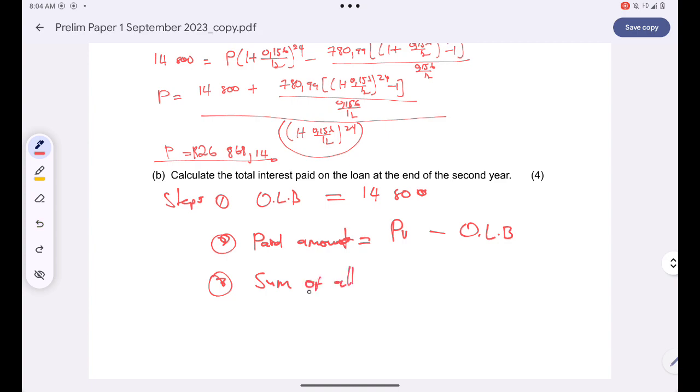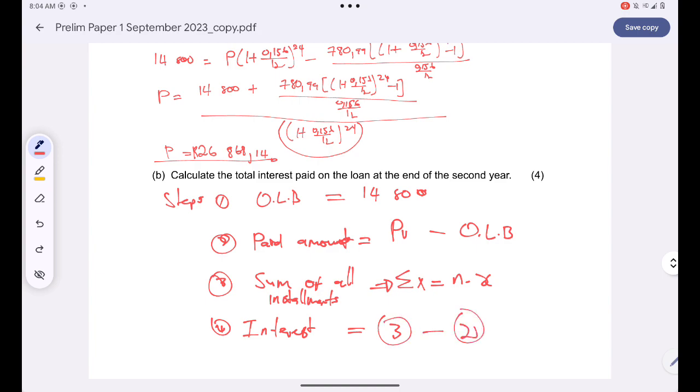And then step number 3, you must just calculate the sum of all installments. So the sum of installments is basically equal to n multiplied by x. And then step number 4, that's when we calculate interest. Interest is basically step number 3 minus step number 2.